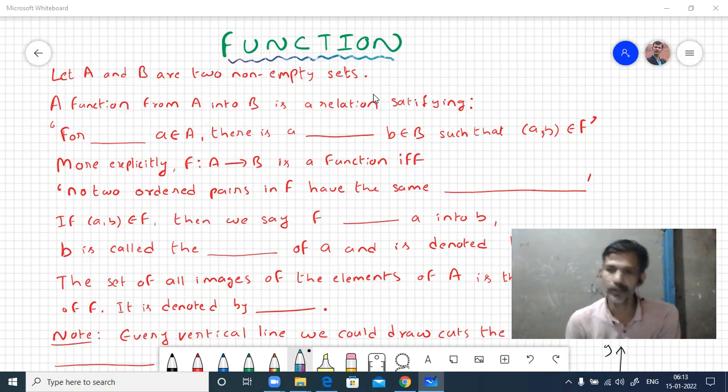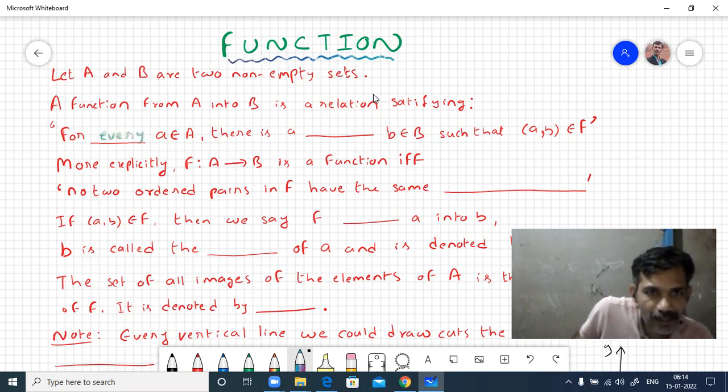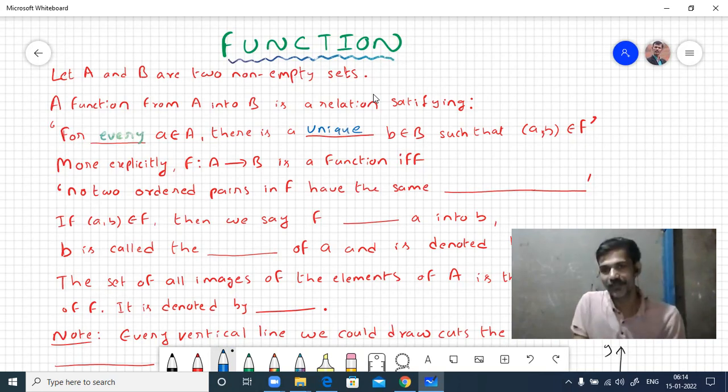Today we'll discuss the function definition explicitly. Let us take A and B, two non-empty sets. A function from A into B is a relation satisfying the condition: for every element in the domain, that is a belongs to A, there is a unique b belongs to B, such that these ordered pairs are there in the function.